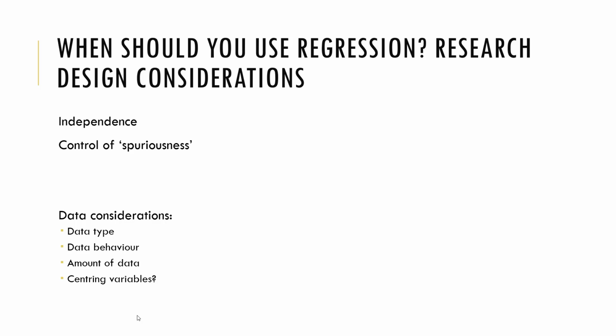So when would you use regression? Thinking about the research design considerations, there are some really important things you have to think about when you are planning research and you're thinking of using regression as your analysis tool. One of the things is independence. It's actually the independence of error in your model. But what it boils down to is that my score on the task shouldn't influence your score on the task.